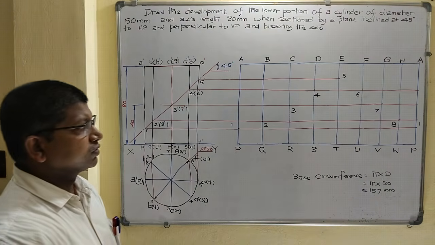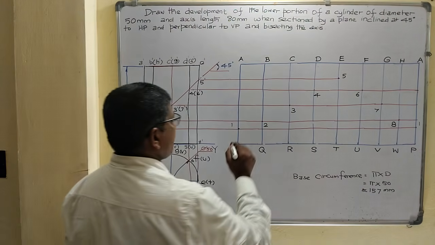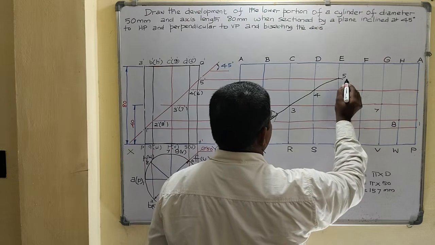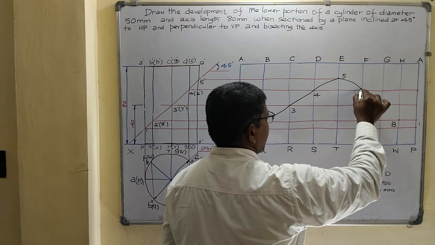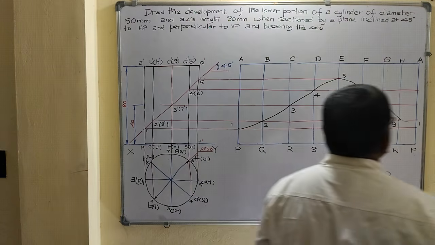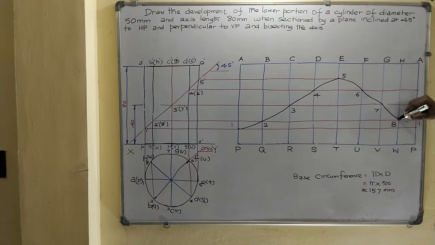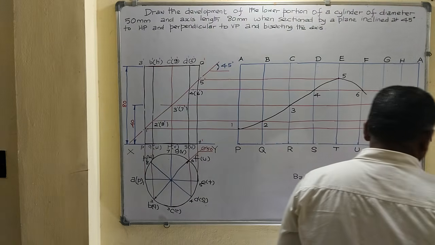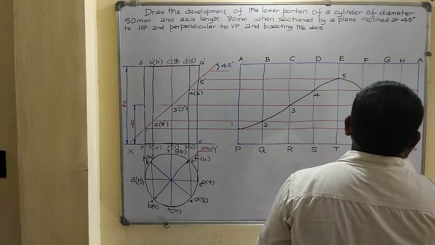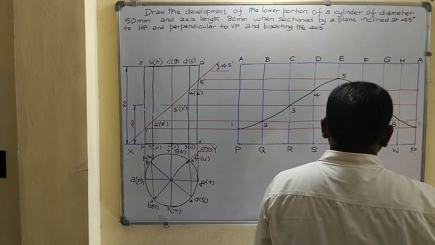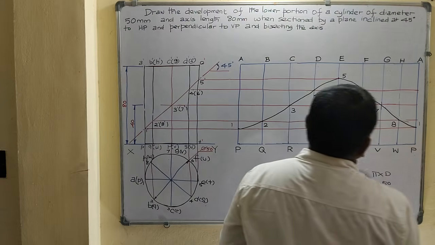Now join all the points by a smooth curve. There is a small variation here because I am drawing everything by freehand sketching. While using true dimensions, it will be clear.